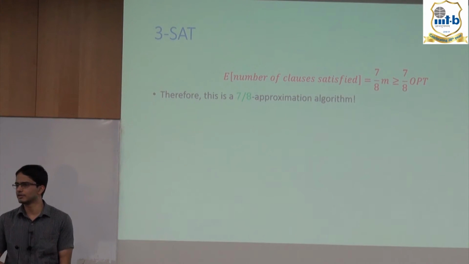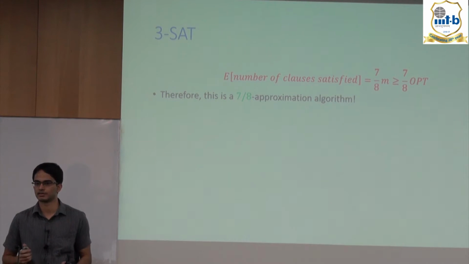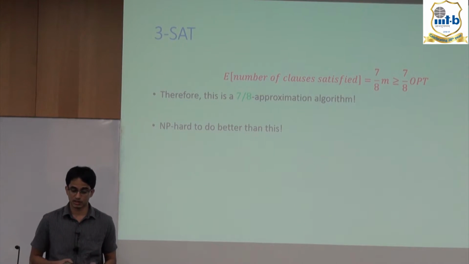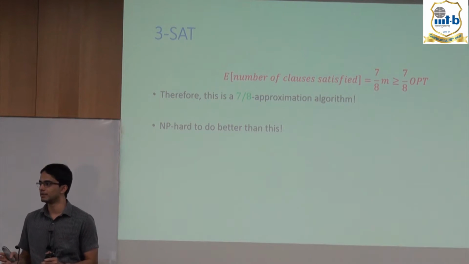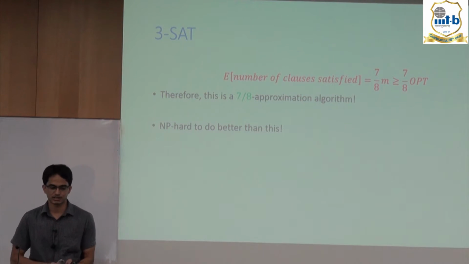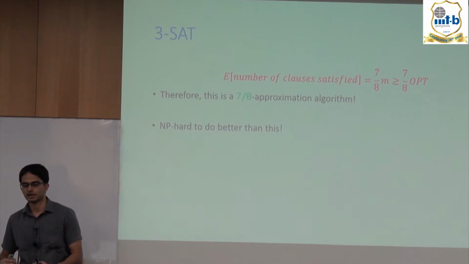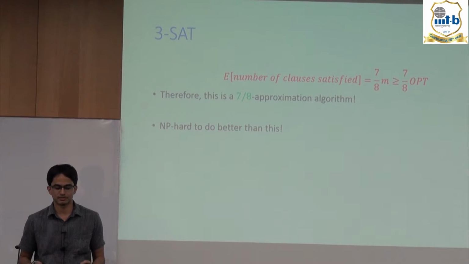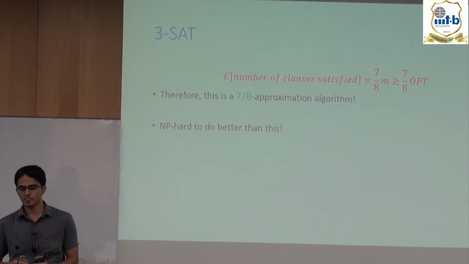Good. So with a very trivial algorithm, we already got 7 over 8. Can we do better? Can we get anything better than 7 over 8 for this? It turns out we cannot do better than this. It's NP-hard to do better. What that means is, if you believe that P is not equal to NP, then this trivial algorithm of randomly assigning values to the literals is the best you can do. There is no better approximation algorithm. Another way to state it is that if you get something like an 8 over 9 approximation algorithm, that will prove that P is equal to NP. So in that sense, this is the best that is possible.